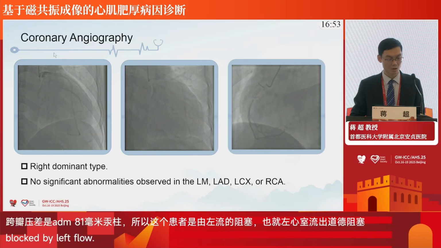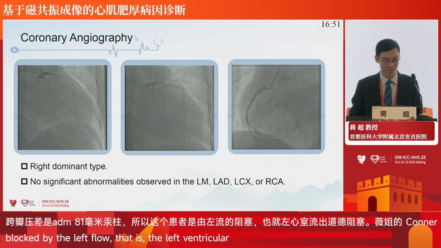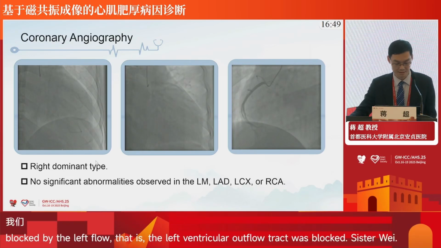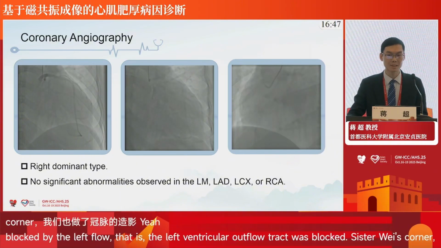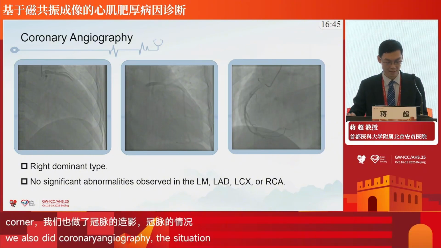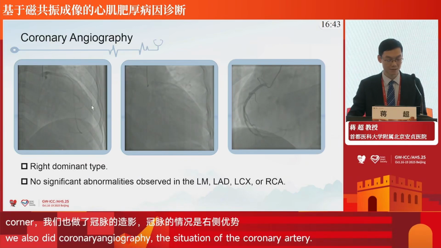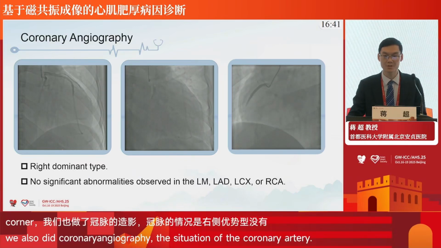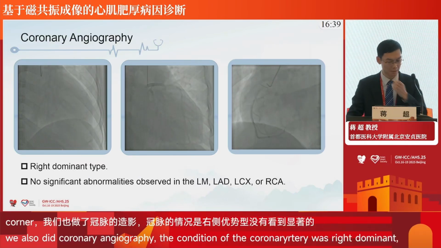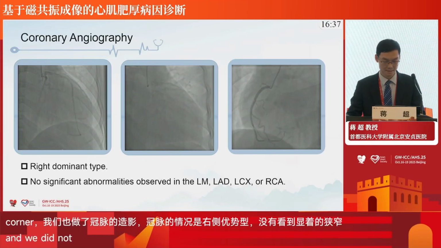We did a coronary angiography for this patient. The coronary artery is mainly right dominant type, and we can see here there is no significant stenosis observed in this patient. So the patient had no coronary artery disease.